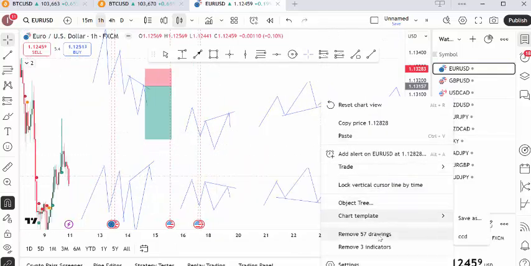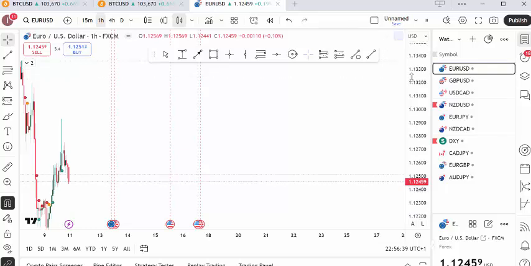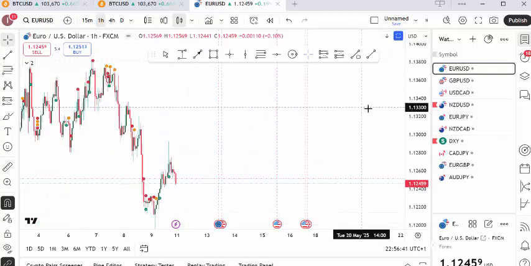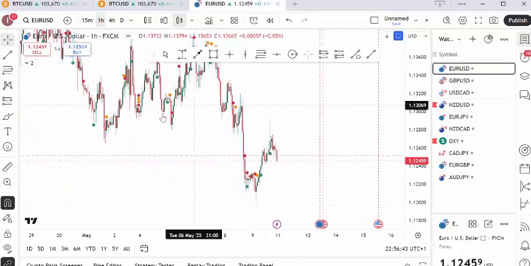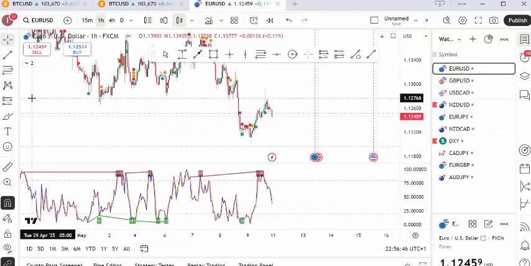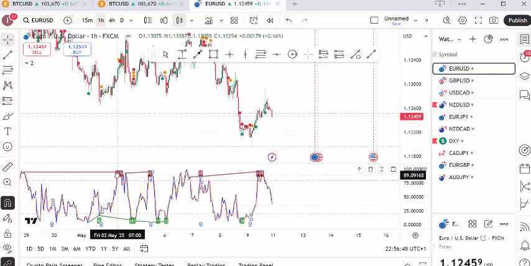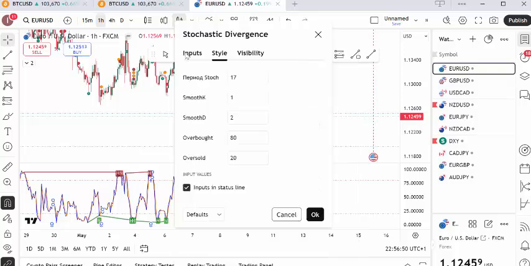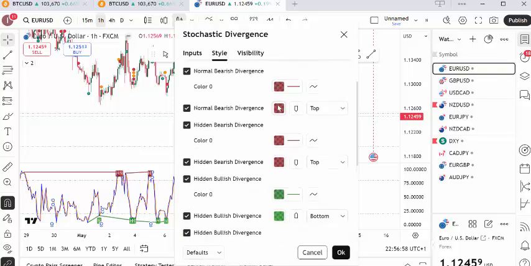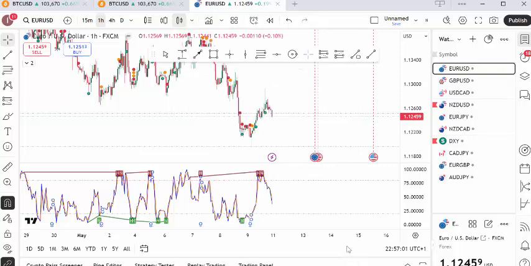So what indicator are we going to use to detect all these divergences? Let me remove all these drawings. The first thing we're going to need is a stochastic RSI. I'm going to be using the stoch value of 17, 2K, 1, 2. All these other ones are default, as they should be. Just the value is 17.